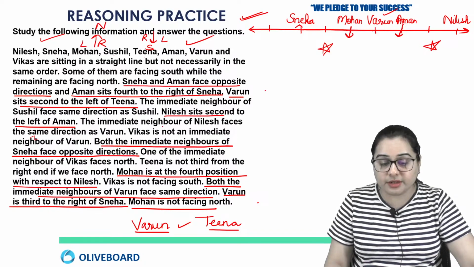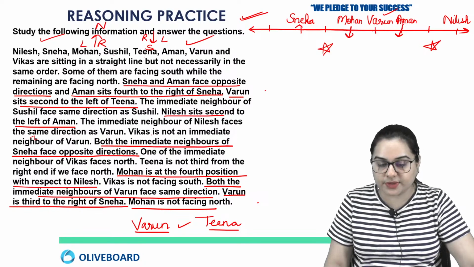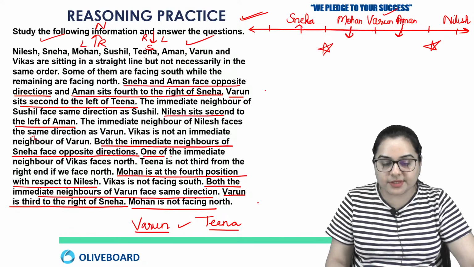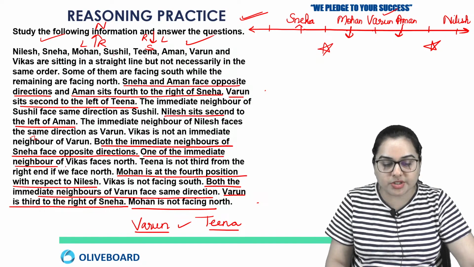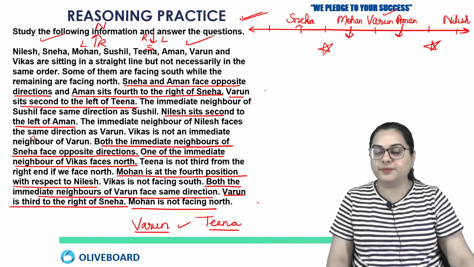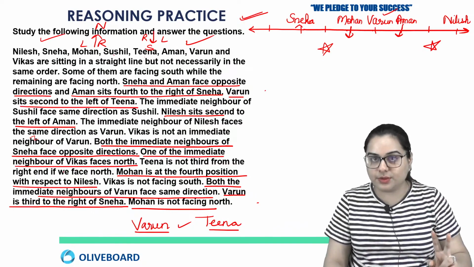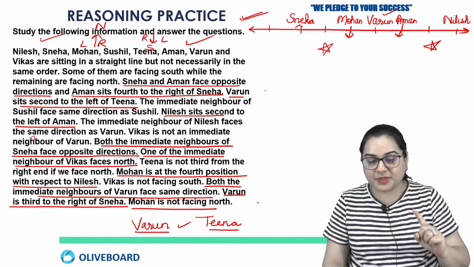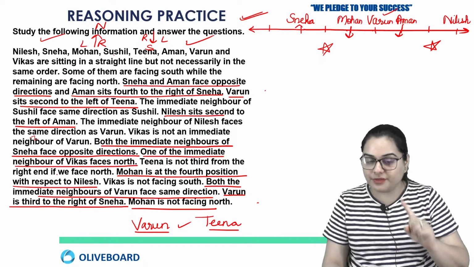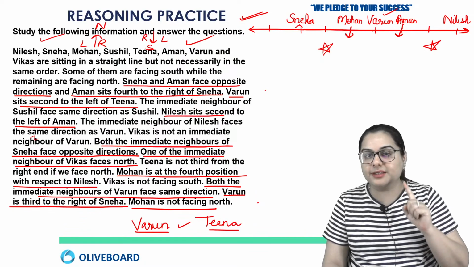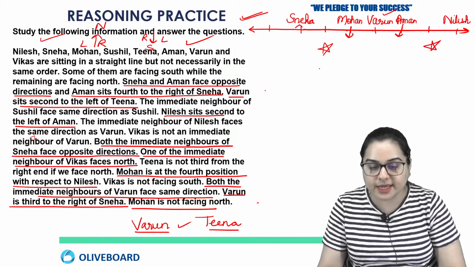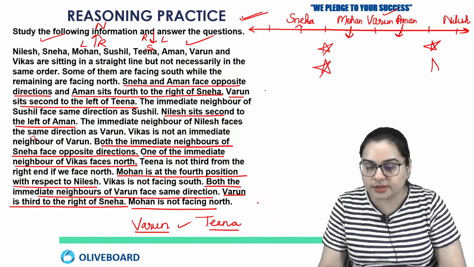Immediate neighbor of Nilesh faces the same direction as Varun. Okay, so here we have this information that one of the immediate neighbors of Vikas faces north. So what does it suggest? One of the immediate neighbors of Vikas means Vikas is not sitting at the end. Means Vikas can either sit on this position or this position.